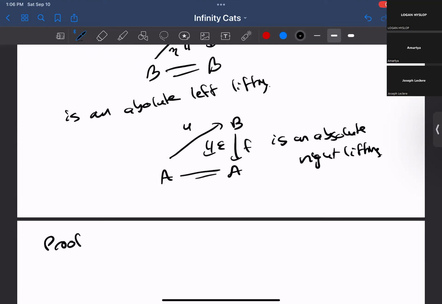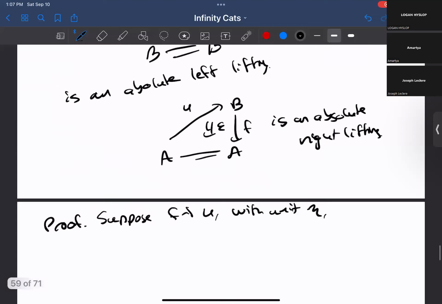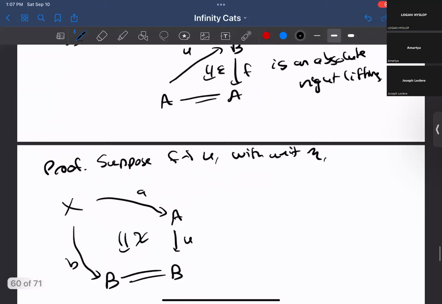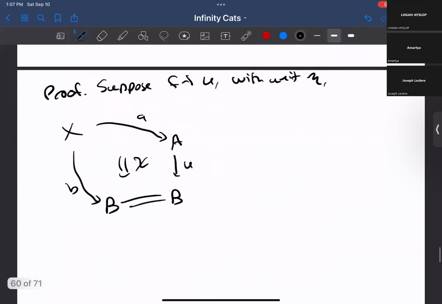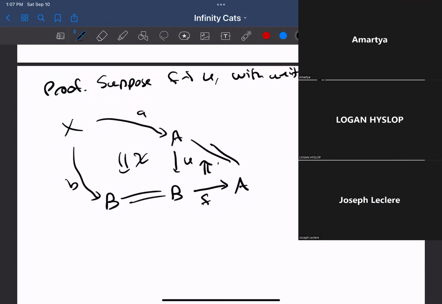All right, to prove this first one, suppose first that F is left adjoint to U with unit eta, and take any diagram over this. So we have B equals B. Here we have A going down by U. And we're going to have some X over here by A, down here by B, and some morphism chi here. Well, we can take this diagram and we can go ahead and we can paste with going over here by F to A. We're going to have this equality, and we're going to have the counit here.